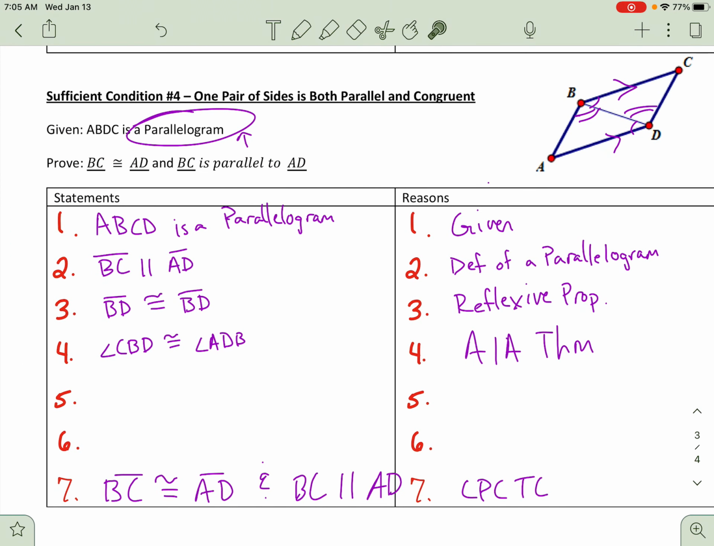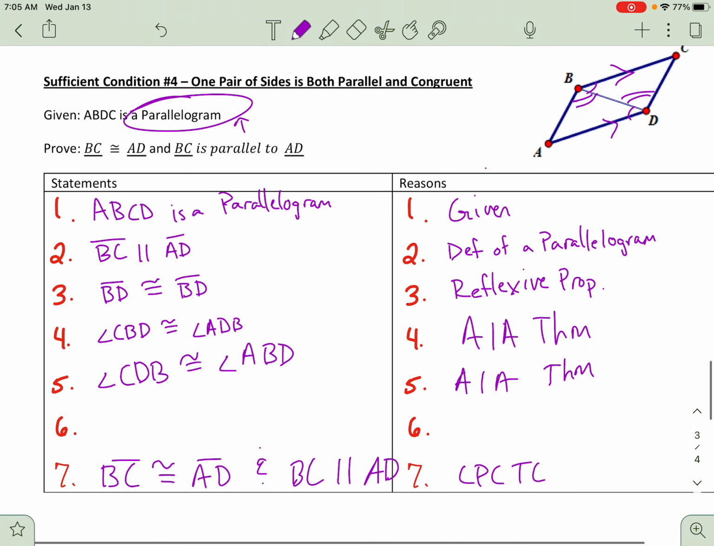And same for the others, right? So if we're looking at the two lines now. Okay, so you have angle, let's see, CDB this time. So we're going to switch it up. CDB is congruent to angle ABD. All right, and this is the same theorem, alternate interior angle theorem.